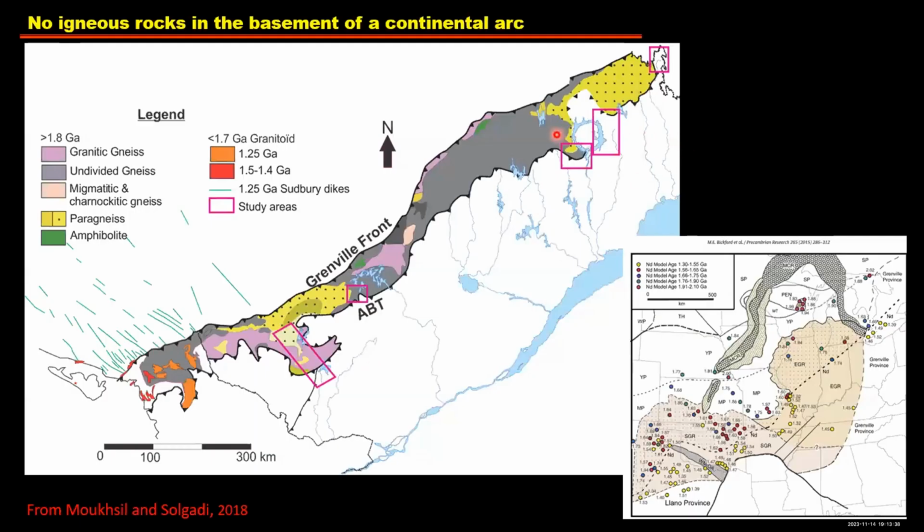So here's a compilation map of all the Archean or pre-1.8 Ga rocks in the Grenville Province, along with younger than 1.7 Ga granitoids intruded in the parautochthonous belt. You see that these granitoids only occur in the southwest Grenville Province. The remaining Archean and older, pre-1.8 Ga rocks are in the tectonic group. Now, that I find strange because it was supposedly a continental arc built on Laurentia. How come there's absolutely no igneous rocks in the basement? It should be there.